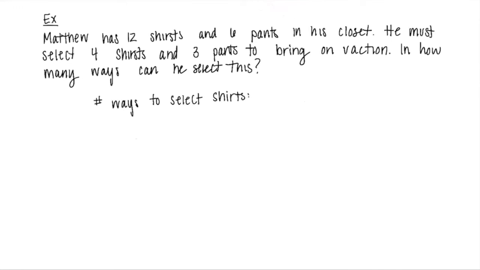Okay. So from 12 shirts, we're going to choose 4 of them, and that order does not matter. So this is 12 factorial divided by (12 minus 4) factorial, 4 factorial, or 12 factorial over 8 factorial, 4 factorial. So you can go ahead and simplify this. You can go ahead and plug it in your calculator. In total, you have 495 ways he can pick 4 shirts from his closet.